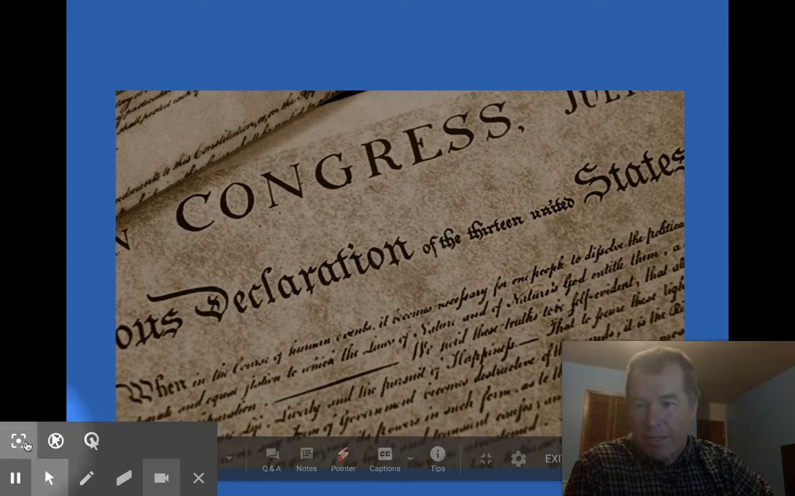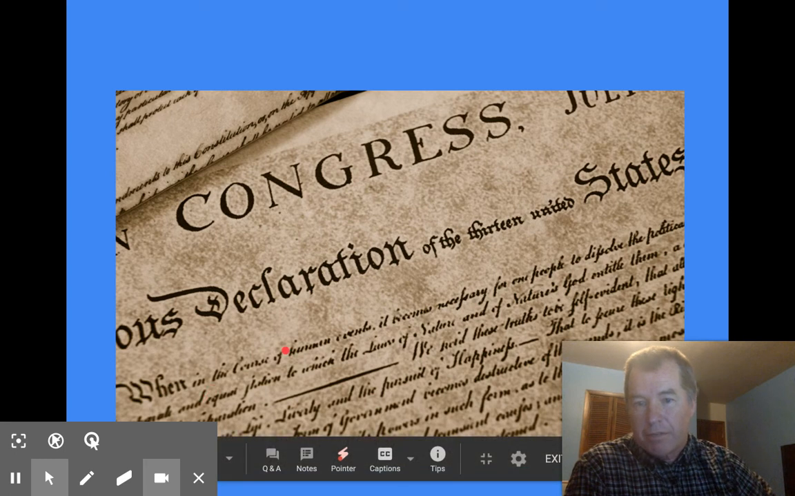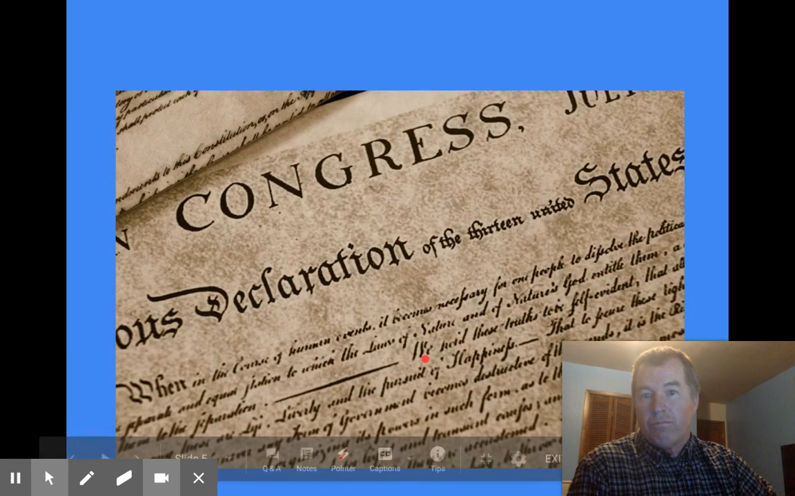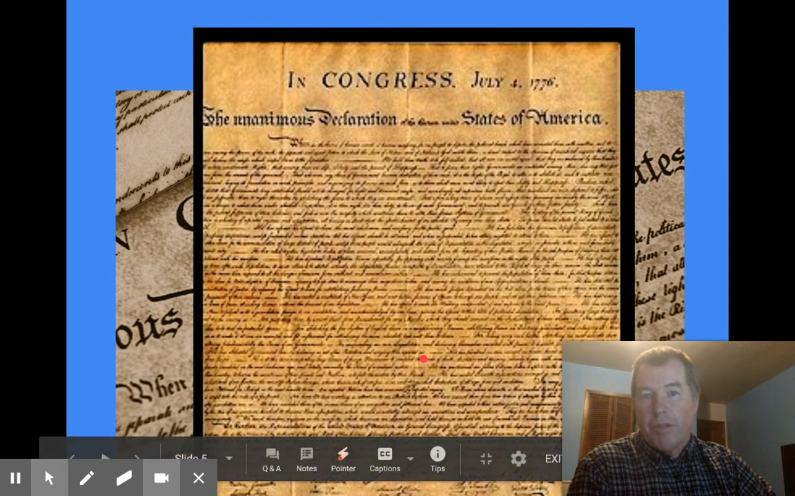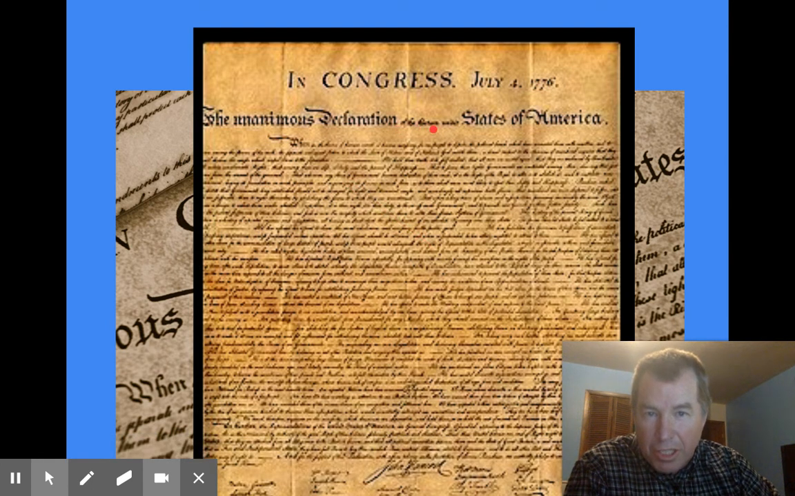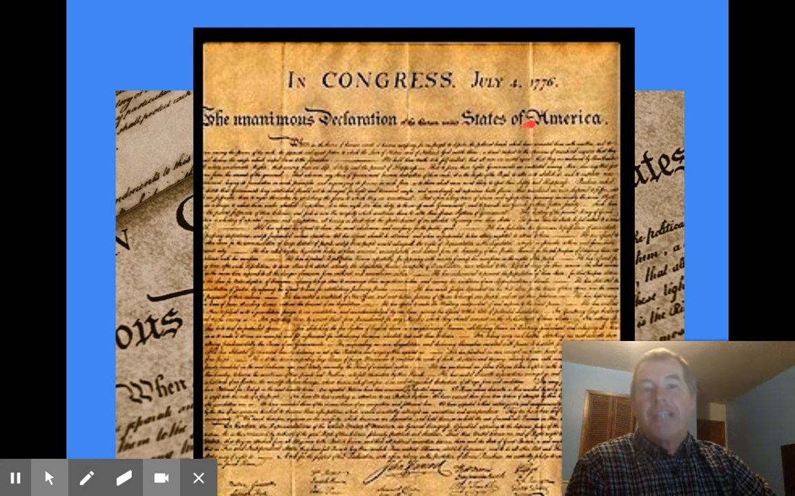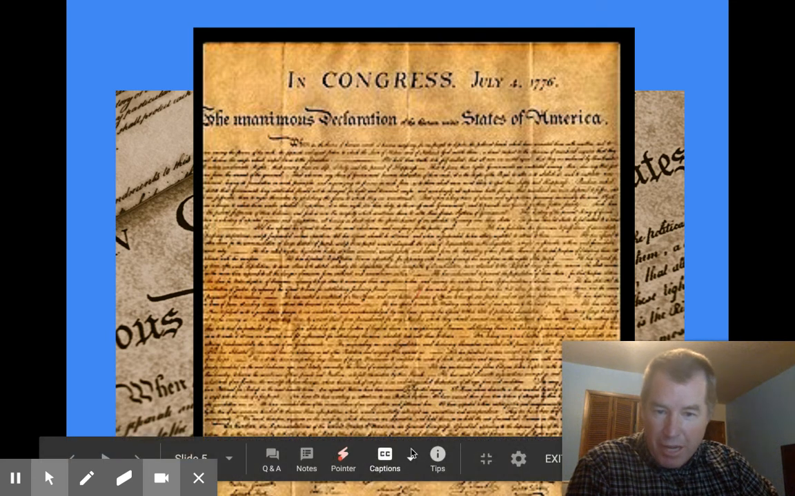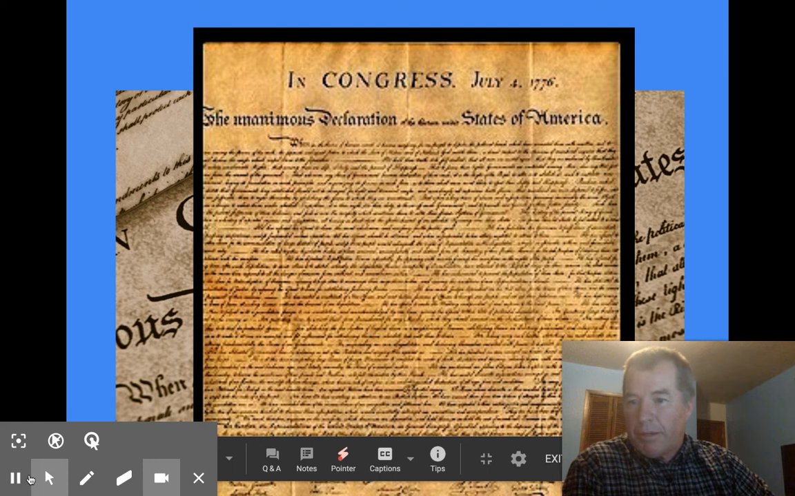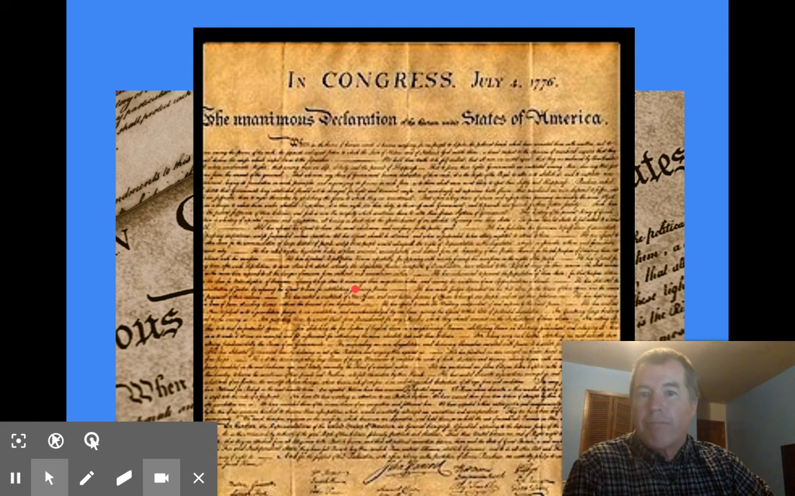All right. So there's that. Let me take this spotlight off here. Okay. There are just more copies of it, but you can see the unanimous declaration of the 13 United, you can't even read it, teeny tiny word, States of America. And then it was written, of course, signed by the founders, and John Hancock is the largest signer. And he was a rich dude and powerful guy.